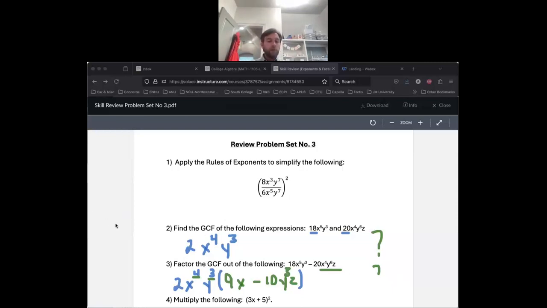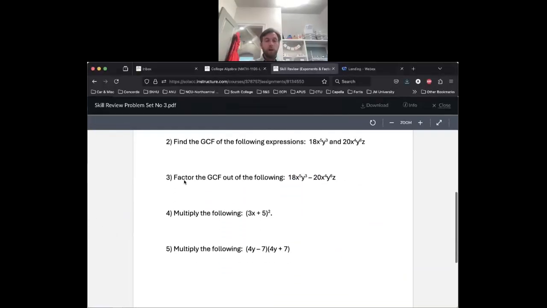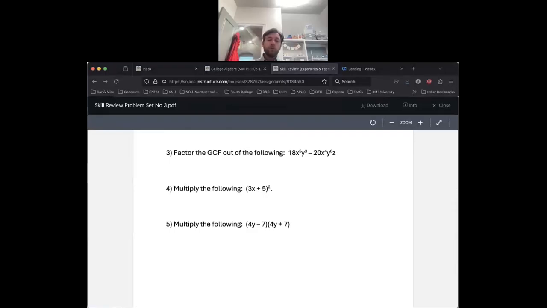And so the next one here, number 4, multiplying the binomial. So this one you could do the FOIL method. You know, it's 3x plus 5. And that exponent of 2 right there means another copy of that. So you could do this as 3x plus 5 times 3x plus 5, and then just do the FOIL method, okay?